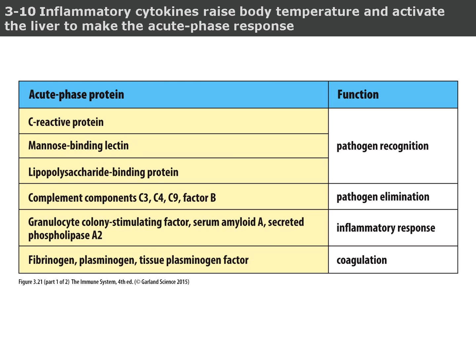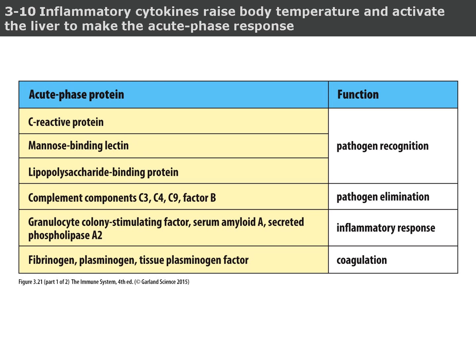Complement components such as C3, C4, C9, and factor B contribute to pathogen elimination. Once activated, the complement system enhances the ability of antibodies and phagocytic cells to clear microbes and damaged cells, promotes inflammation, and attacks the pathogen's plasma membrane. Granulocyte colony stimulating factor, serum amyloid A, and secreted phospholipase A2 are linked to the inflammatory response. These molecules help mediate inflammation by recruiting immune cells to sites of infection and modulating their activity.